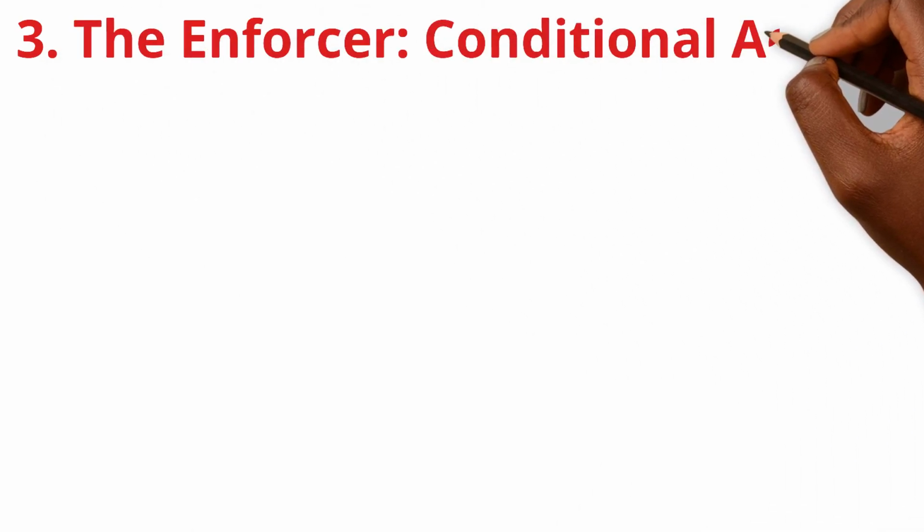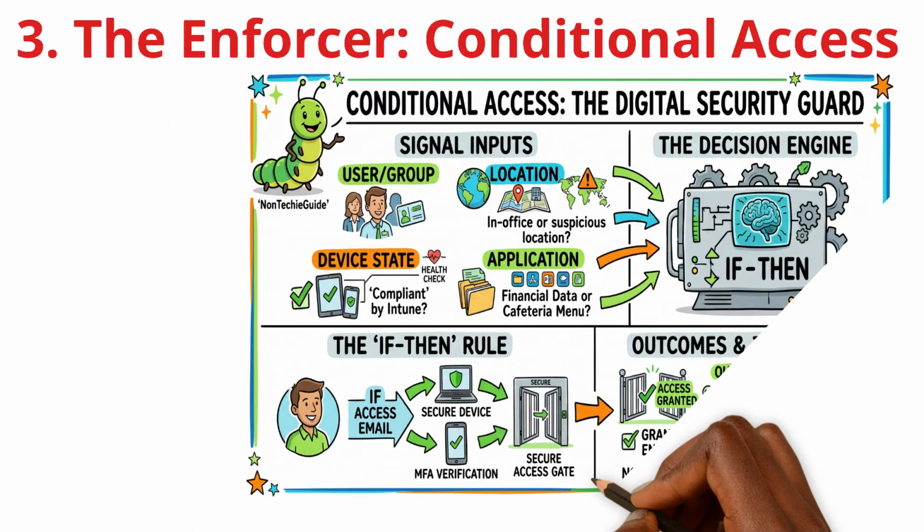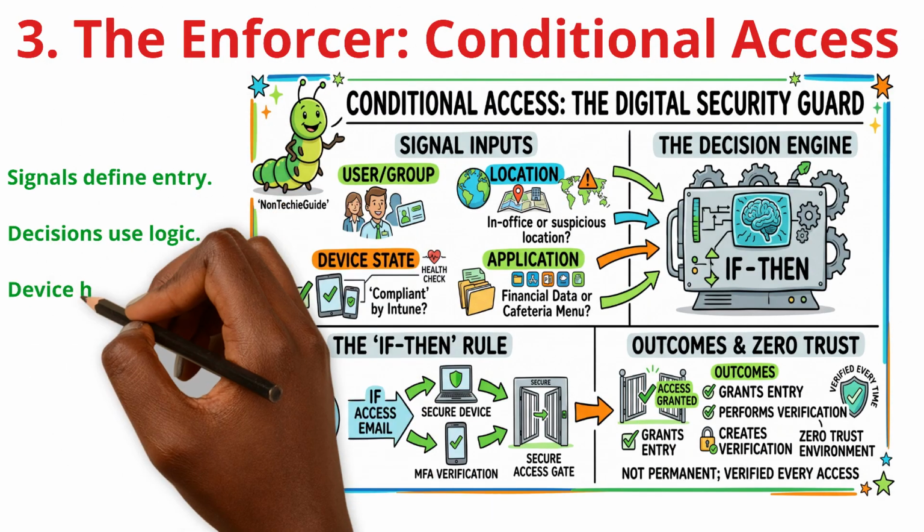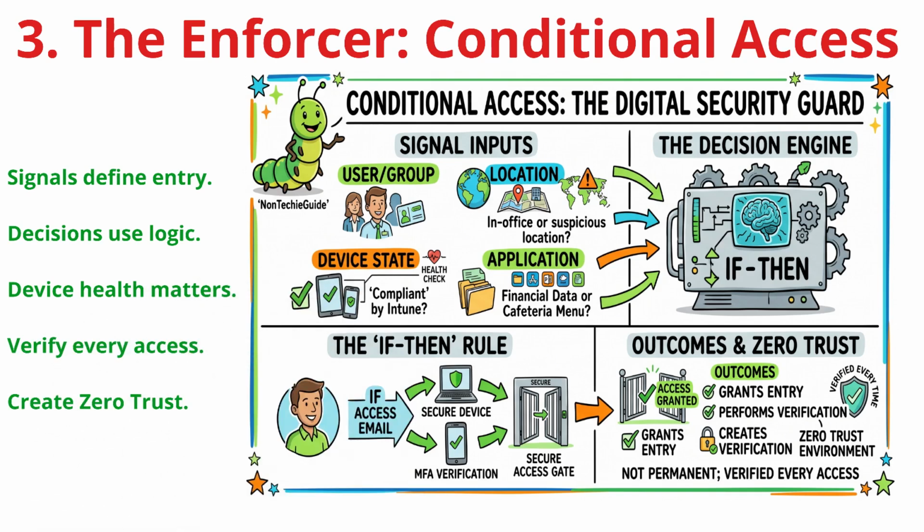Imagine this security guard is evaluating signals before letting anyone in. It checks who is asking, the user or group. It checks their location. Are they at a known office IP or a suspicious location overseas? It checks the device state. Is their device healthy and marked compliant by Intune? And it checks the application. Are they accessing sensitive financial data or just the cafeteria menu?